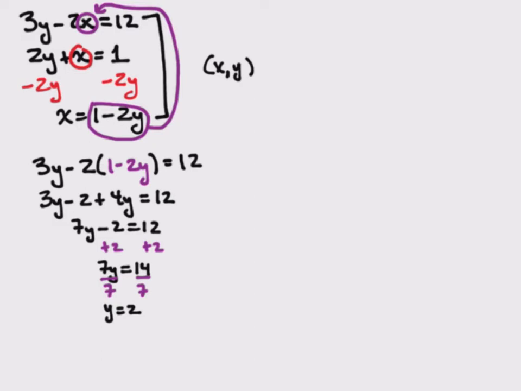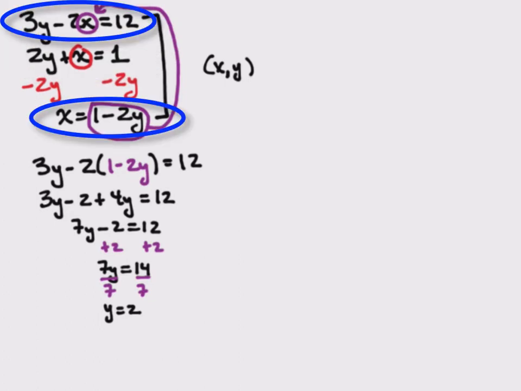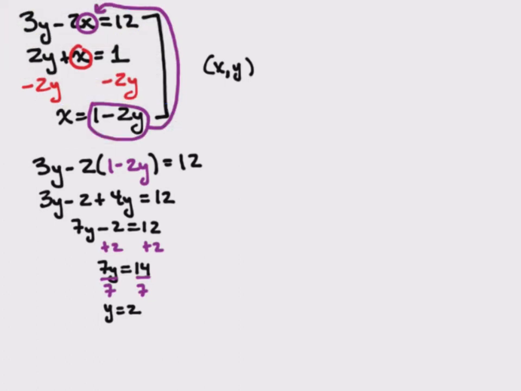Alright, so just to recap, we assume that both of these statements are true at the same time. And if both of these statements are true, then this equation is true. And if this equation is true, then that's the y-coordinate. So if this system of equations has a solution, then the y-coordinate has to be 2.